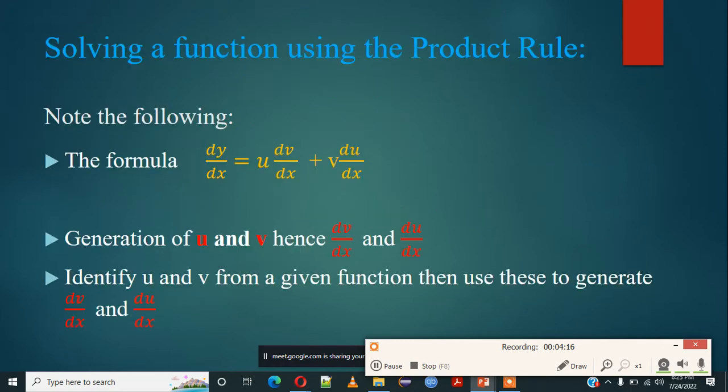Therefore, in order to solve using this rule, there is a formula that you've been given here below: dy over dx is equal to u dv over dx plus v du over dx. From the function, we don't know u, we don't know dv over dx, we don't know v, we don't know du over dx. Therefore, we have to generate these. After finding our u and v, we are going to use them to get dv over dx and du over dx.